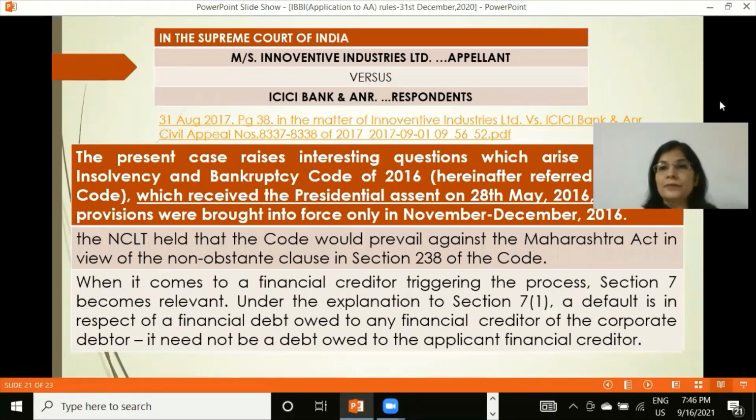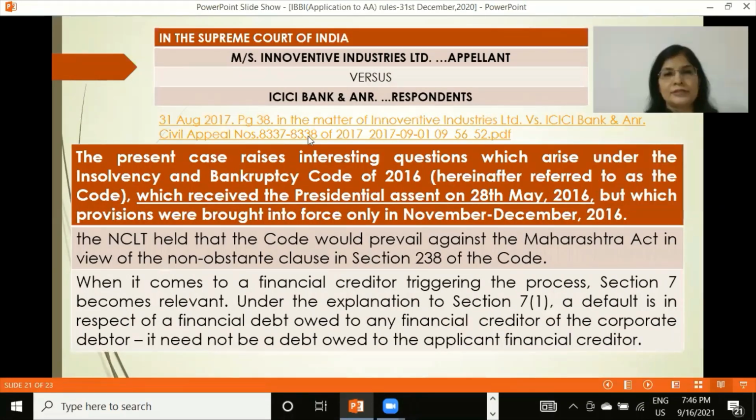If you go to Messrs Innovative Industries Limited versus ICICI Bank, a very old one and a very detailed one, the first page says it raises interesting questions arising under the IBC Code, which received the presidential assent on 28th May 2016. Another MCQ that we will see, from where it has come, is not specifically mentioned, though we all know about it. We keep track of all this, but these dates are mentioned in the case laws also. That's why they are important.